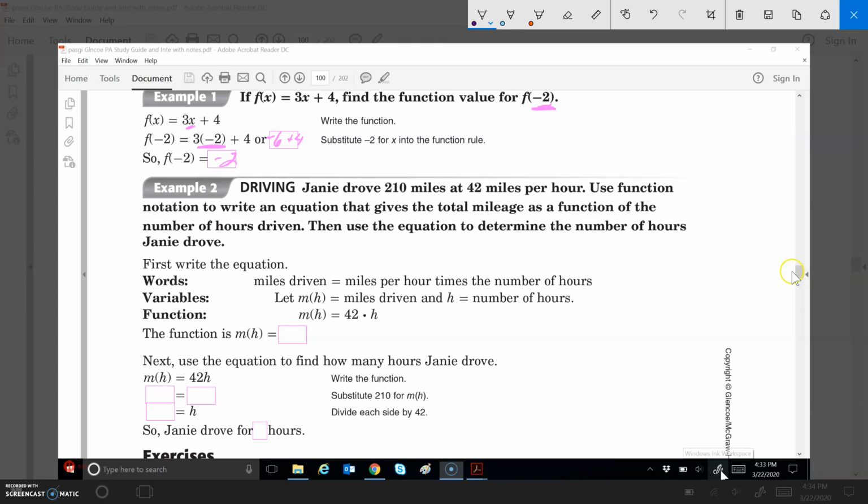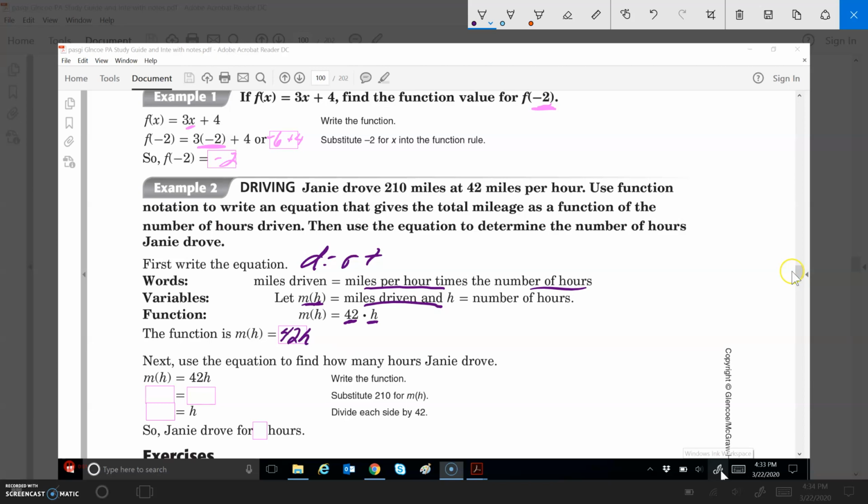First, write the equation. All right, words. Distance equals rate times time. So distance, miles driven, equals miles per hour, which is our rate, times the number of hours. Okay, so M of H means miles driven in H hours. We know our rate is 42, and our hours is H. So M of H is 42H.